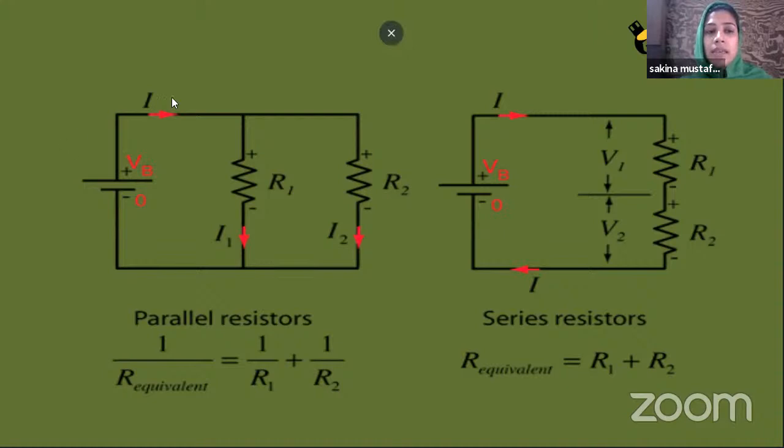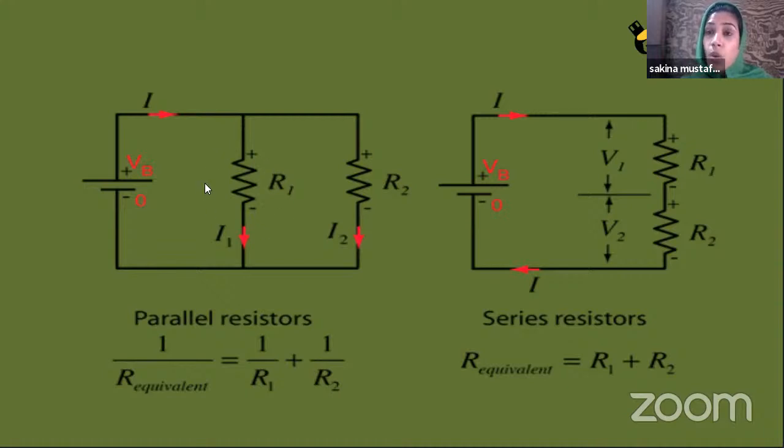So you can see the current passing is the same. In a parallel circuit, the current passing is different. The voltage is the same. This is a parallel circuit. So how do we calculate the resistance? 1 by R. I told you, the reciprocal. That is 1 by R1 plus 1 by R2.